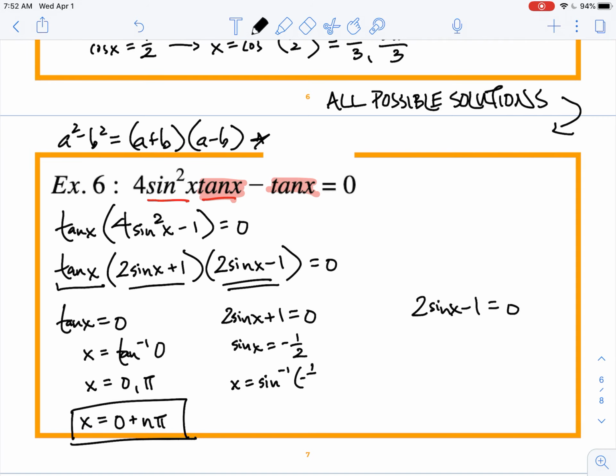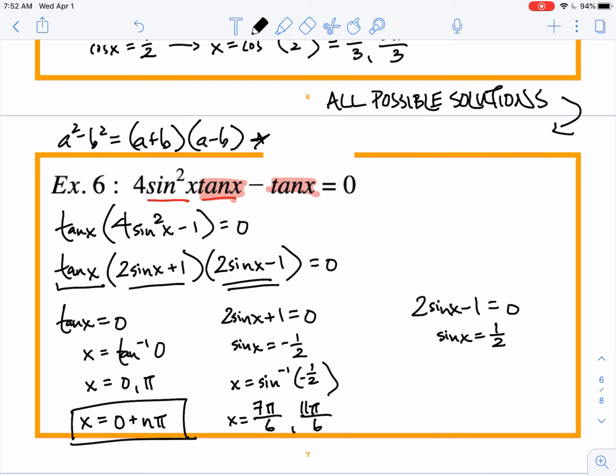And when I look on my unit circle to find out where there are y values of negative 1/2, I'm going to get 7 pi over 6, and I'm going to get 11 pi over 6. Now we're going to wait until we solve the third equation to write out our general solutions for the sine part.